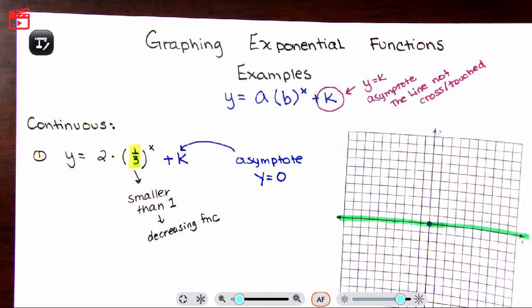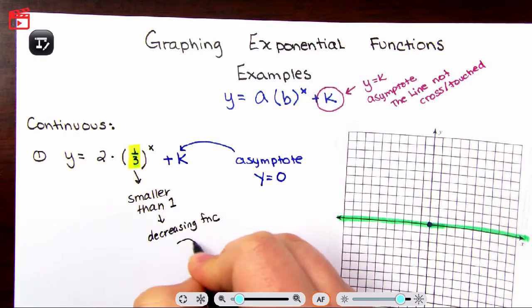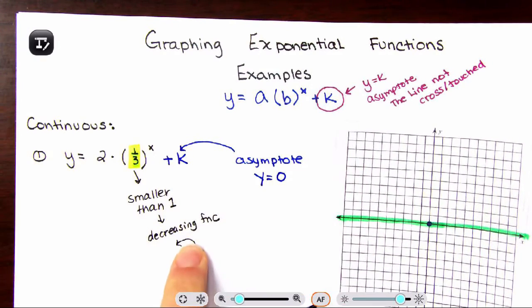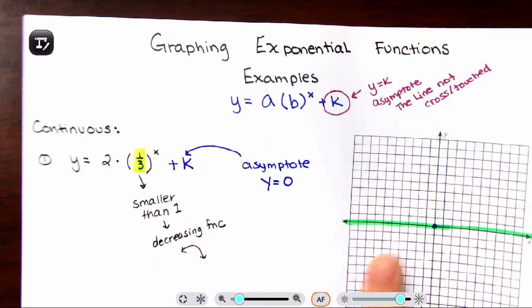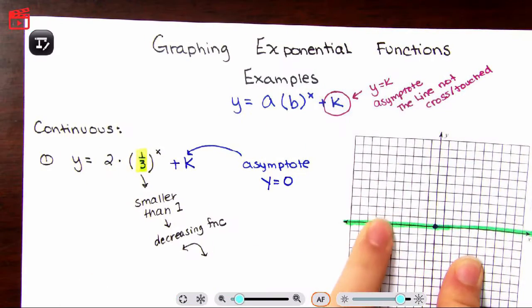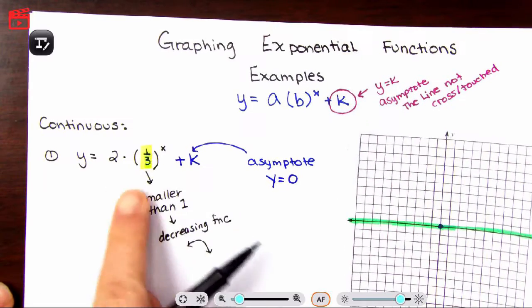So now in my head, I'm thinking it's going to look something like this. This decreasing function is going to look somewhere down here because I know I'm not going to be able to cross this line. And so now what's happening with the 2?